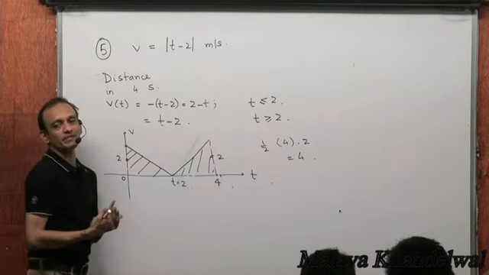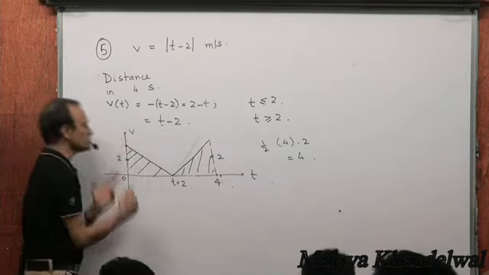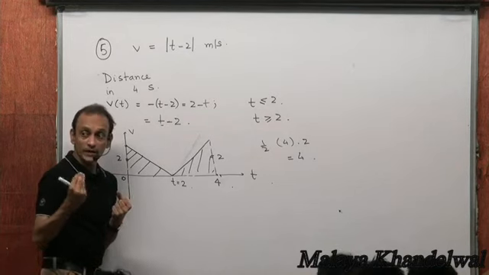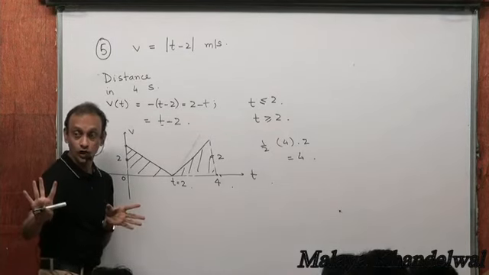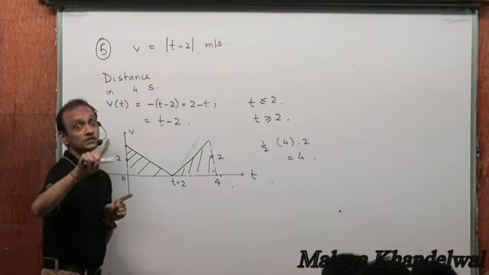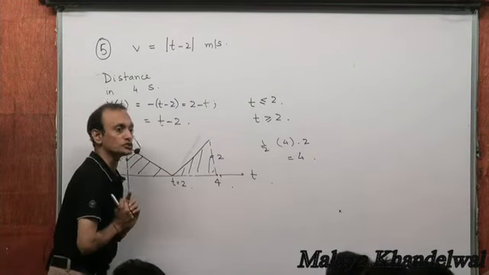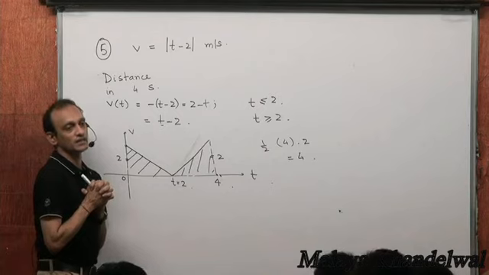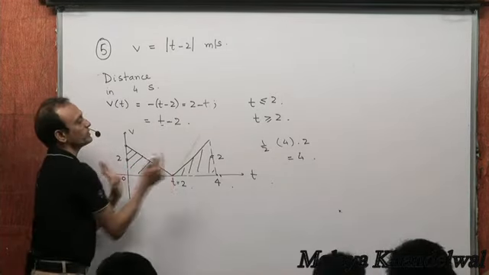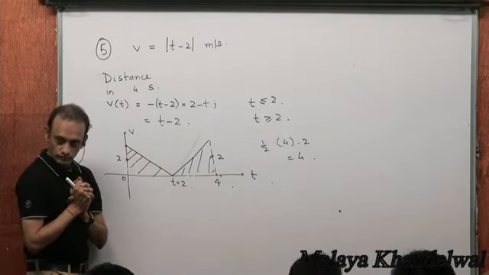Why is the displacement the same as distance in this case? Because the direction of motion has not changed. Why is the direction of motion not changed? Because the sign of the velocity has not changed. If the sign of velocity remains positive or remains negative throughout, then the direction of motion will not change. If v changes from positive to negative or negative to positive, then the direction of motion would have changed. But in this case, v is maintaining the same sign, so the particle is moving along the same direction. This area would be the total distance, also the total displacement. Got me?